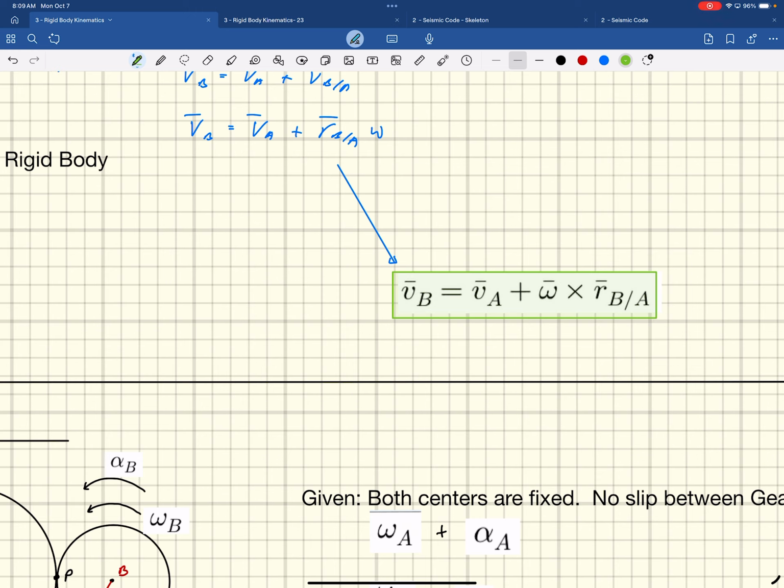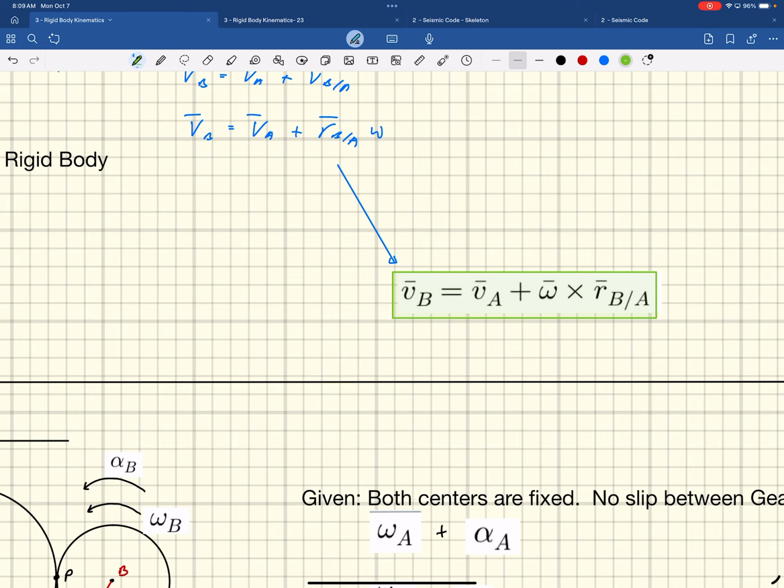If I want the velocity of point B, I just determine what the velocity of point A is, plus omega, the vector, crossed with RB as seen from A, because B is going to be making a circle about A. And we write this, this is our equation. This is the thing we need to solve all of these problems, is this equation.